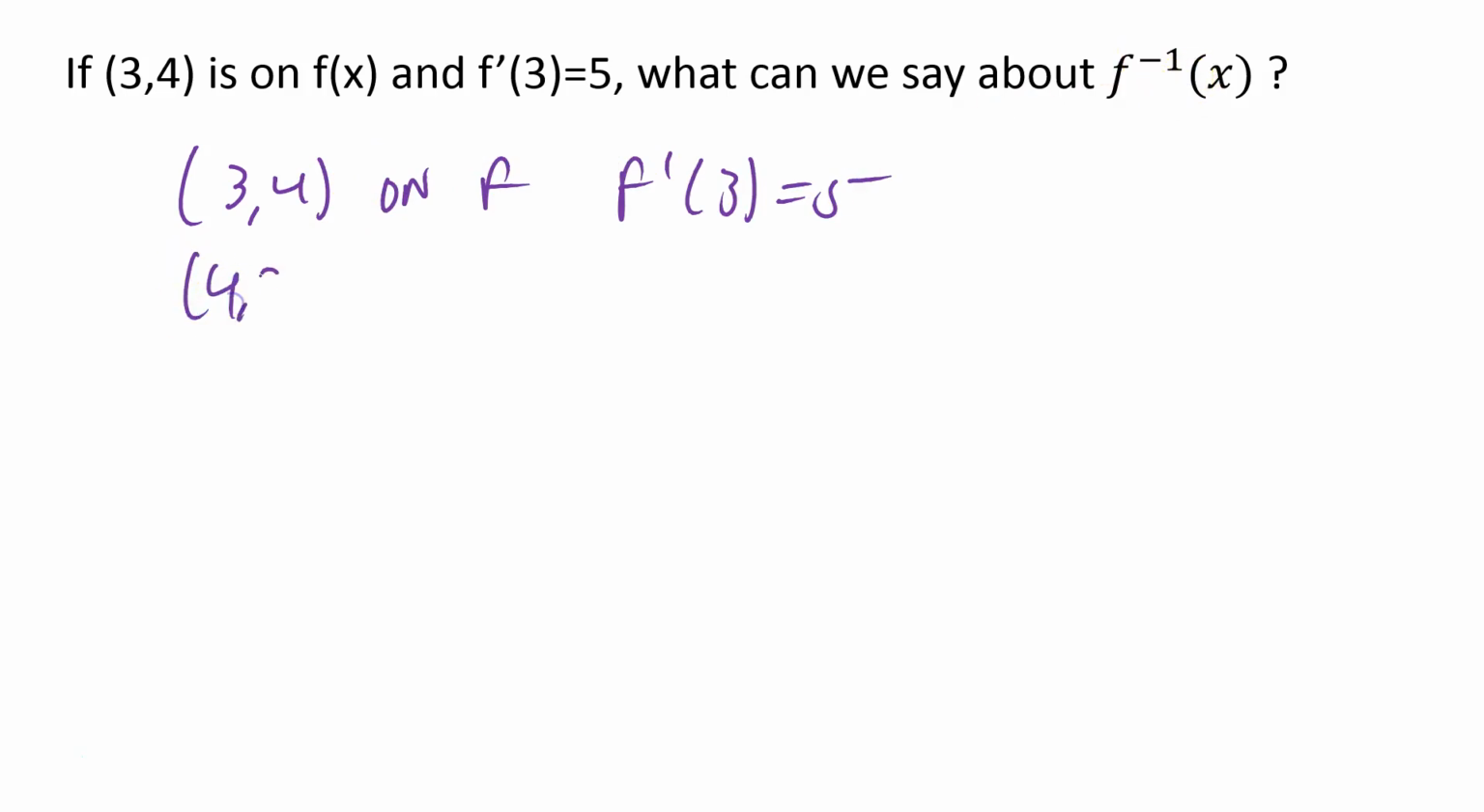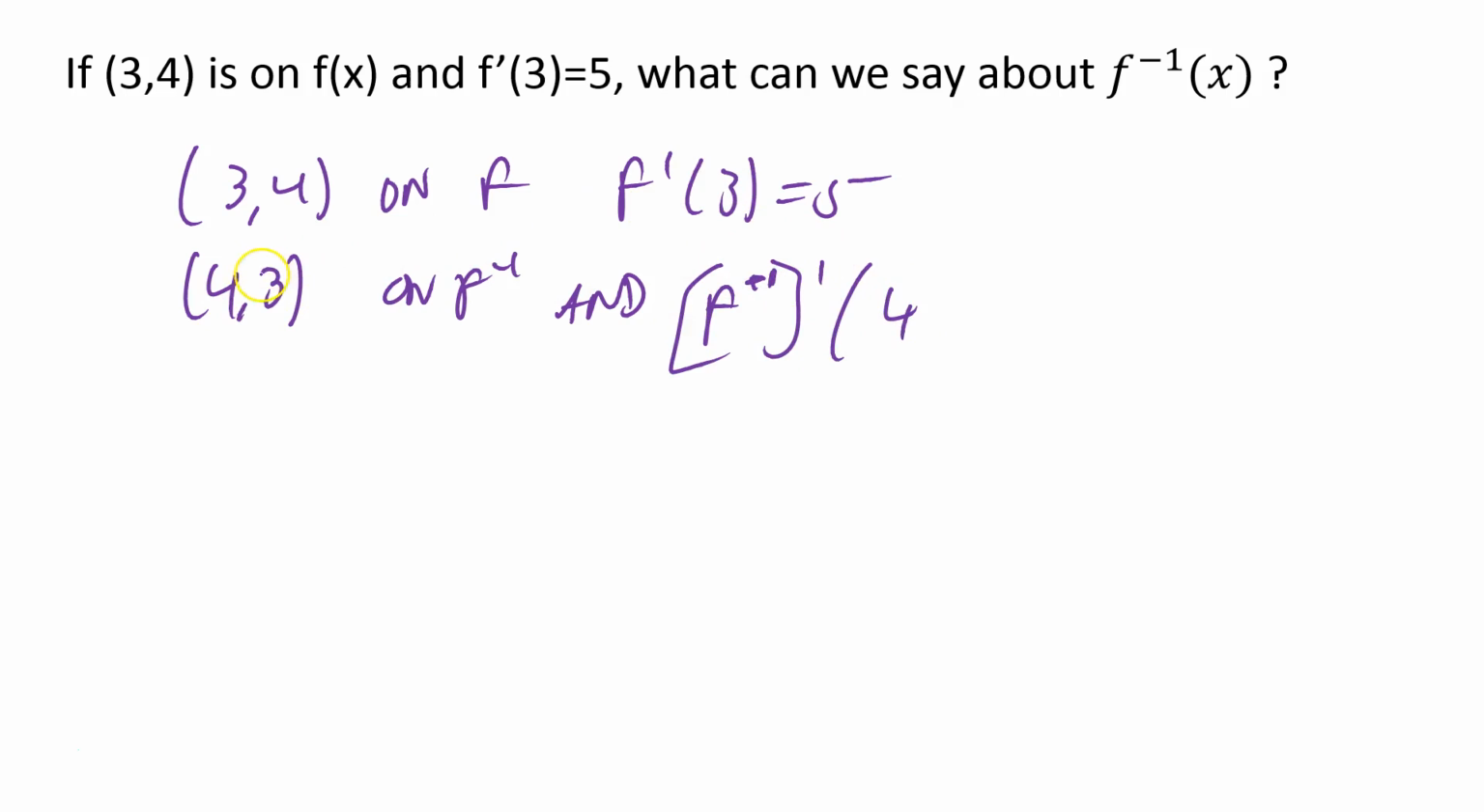Well, I know (4, 3) is on f inverse, and f inverse prime of 4, this is kind of weird, so not of 3, of 4, is 1/5. So it's always using that buddy point. So it's the y-coordinate of the f function that will be the x-coordinate of the inverse, and we can talk about them as reciprocals at that buddy point.